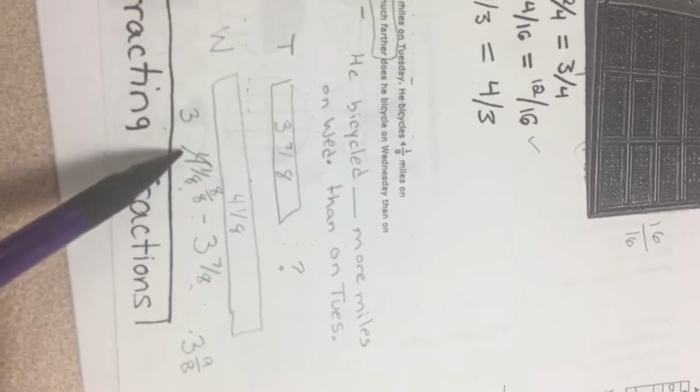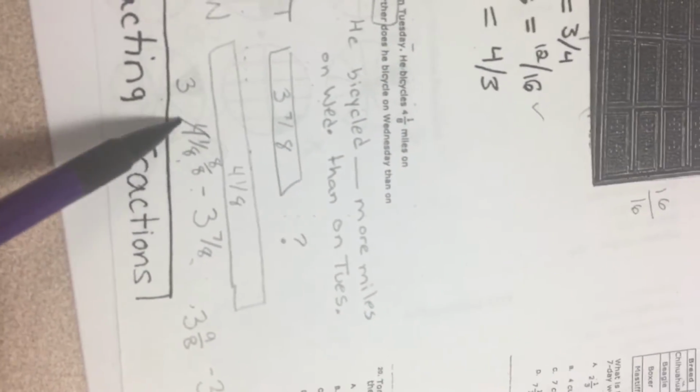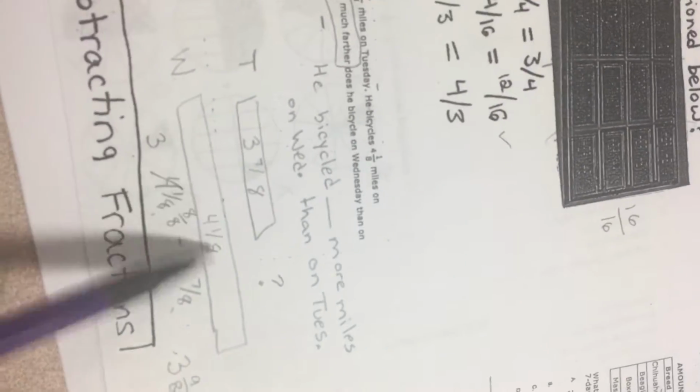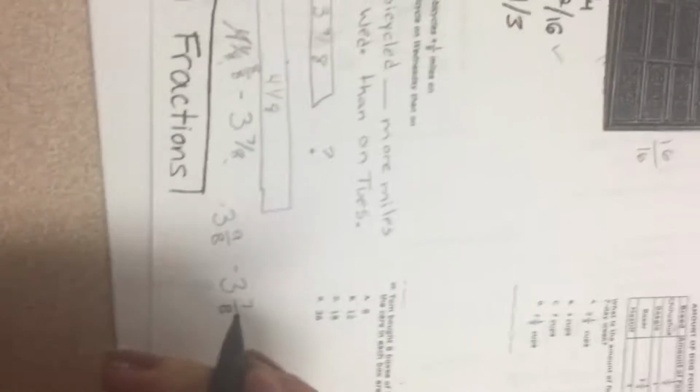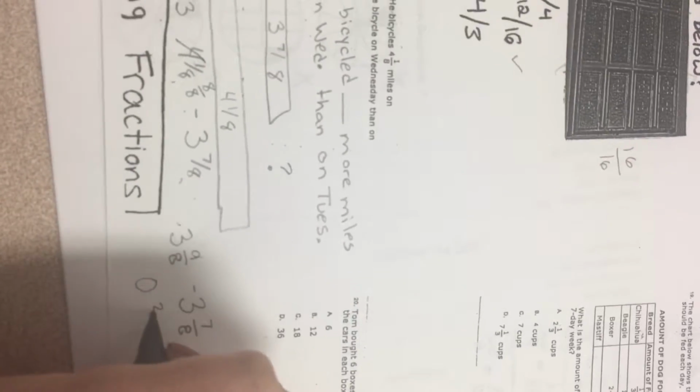Now the thing that gets a lot of students is that they'll add this 8/8, but they will not take away a whole. So they will add a whole, but they won't take away a whole. But they must take away a whole in order to add that whole. So now if we look here, 3 minus 3 is 0. 9/8 minus 7/8 equals 2/8.